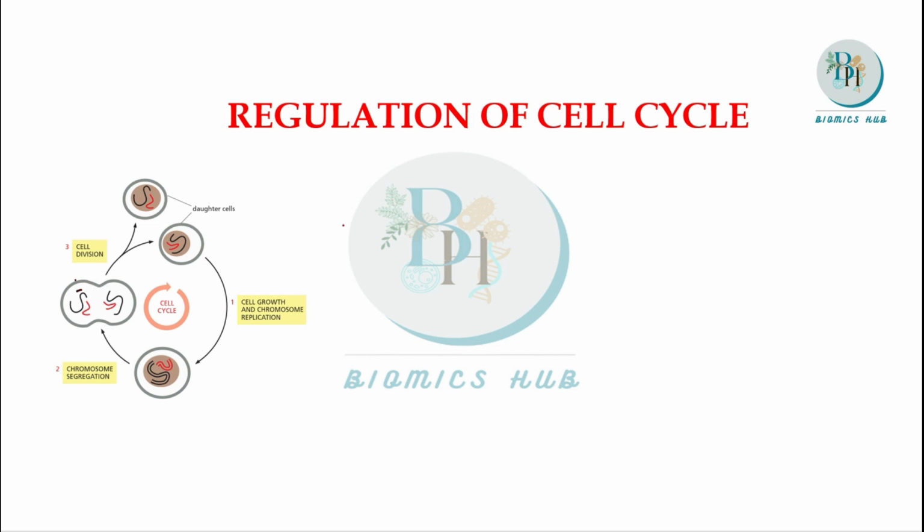In this video, we are going to discuss the regulation of the cell cycle. So what happens when the cell is present? It needs to divide itself into two daughter cells. Whenever it is dividing, whatever is present in the parent cell, it needs to transfer into the daughter cell.